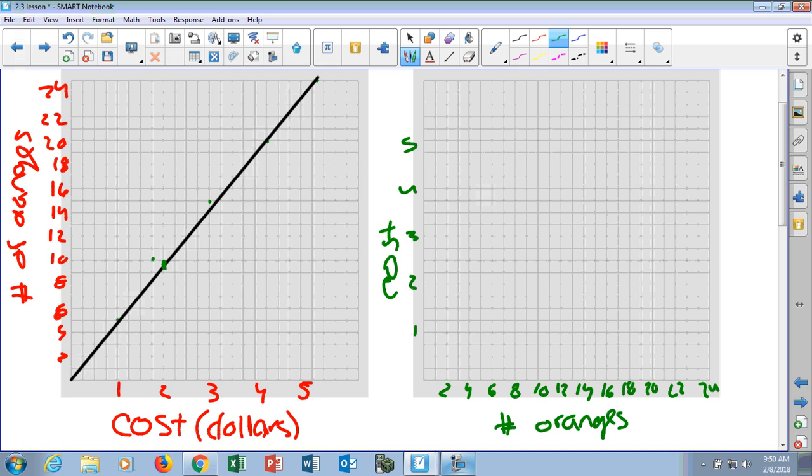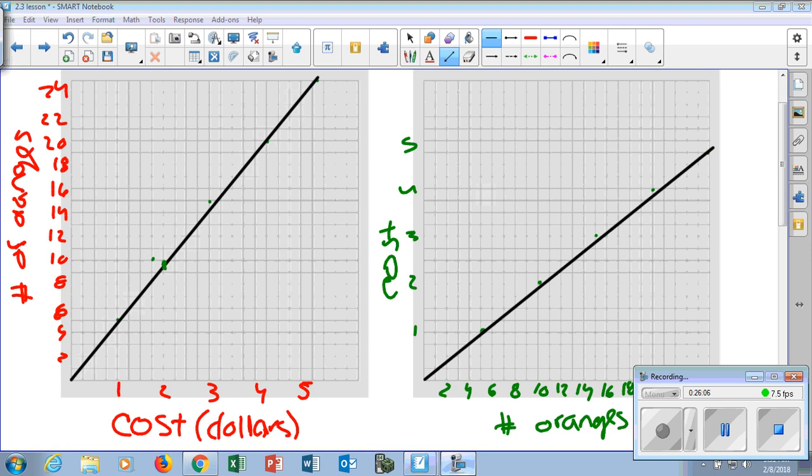Okay, so let's plot these same things. We said 1 orange is 5. We said that 2 oranges is 10. 3 oranges is, let's do this. The cost of 1, so that's where my line is.